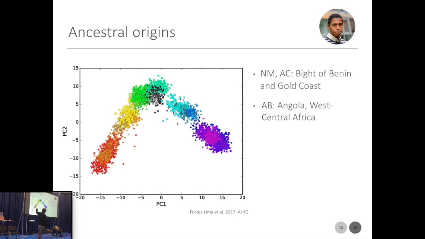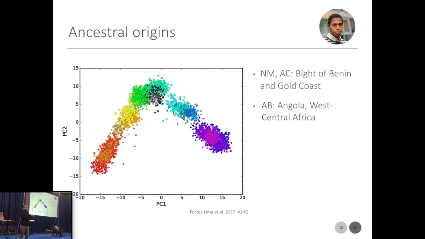And although it's not particularly clear on this plot, the Noirmarins are these dots here in black, and they tended to cluster with populations from the historical Bight of Benin, so that's the area of Western Nigeria essentially, and the Gold Coast, so that would be present-day Ghana. And in contrast to this, the African Brazilians, you really can't see that very clearly here, but they're in gray, and they cluster with populations from Angola and West Central Africa. So while we're not able to pinpoint exactly a particular source population, we can narrow it down considerably using the kind of data we have available.